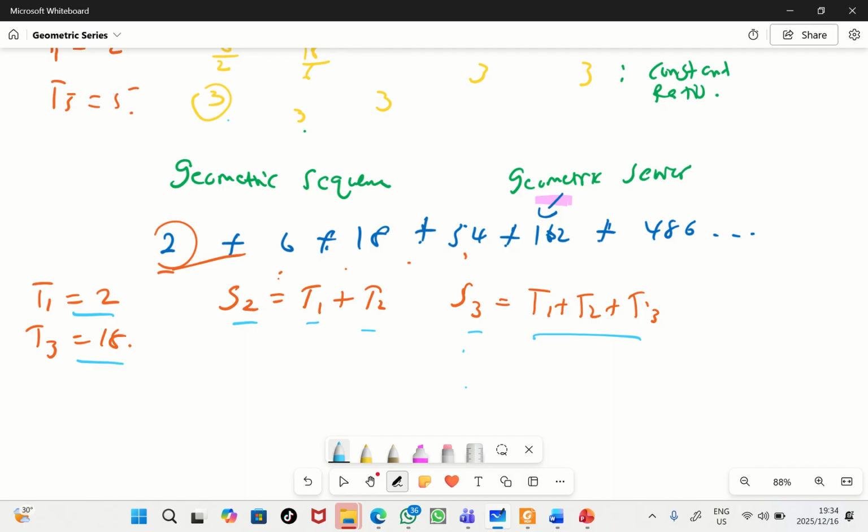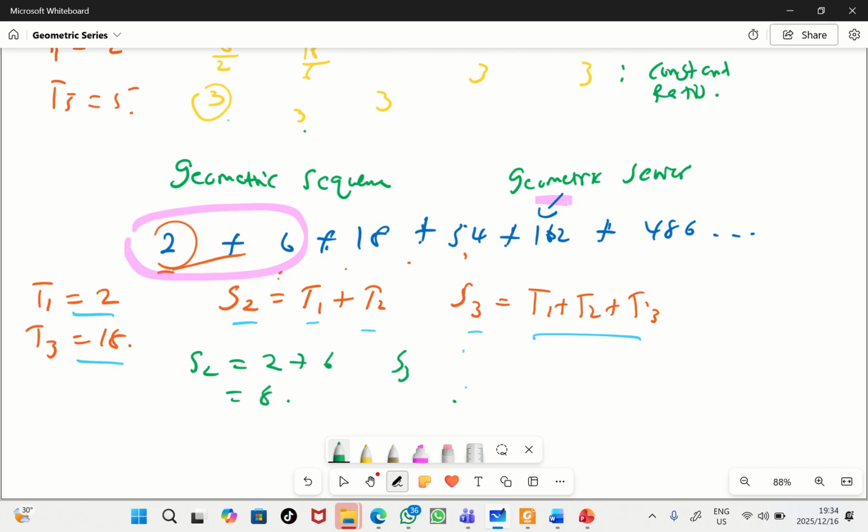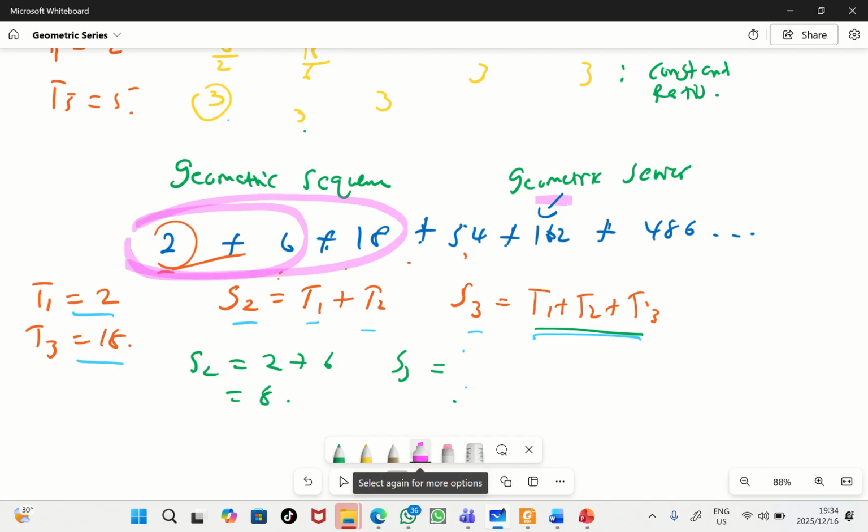So now let's go ahead and find S2. You just literally rewrite it as it appears there. Copy it as it appears. This gives you an 8. S3, copy as they appear: 2 plus 6 plus 18 equals 26.